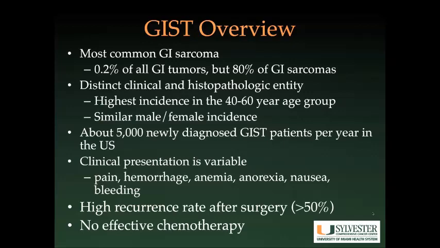There is, unfortunately, a high recurrence rate after surgery. If you look at all GIST patients combined, the probability of recurrence after surgical resection of a tumor with negative CAT scan is about 50%. And historically, prior to the advent of targeted therapy, there were no effective chemotherapies.